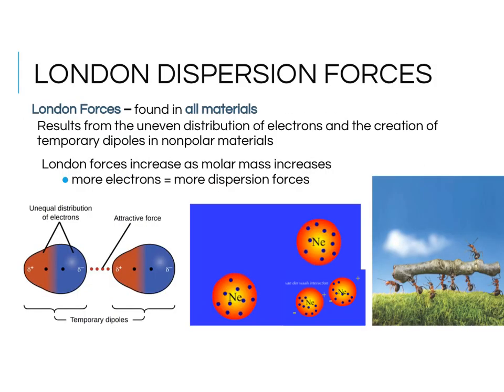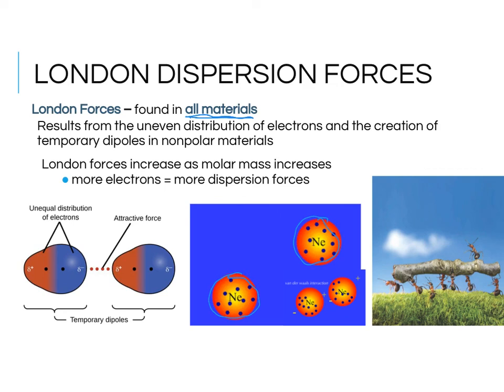So the last force that I want to talk to you about here is called a London dispersion force. And this is the one that's brand new. You've never heard of this one before, but it's found in all materials. This occurs because all things have electrons, right? So if we think about just these two neon atoms here, they have electrons buzzing about.